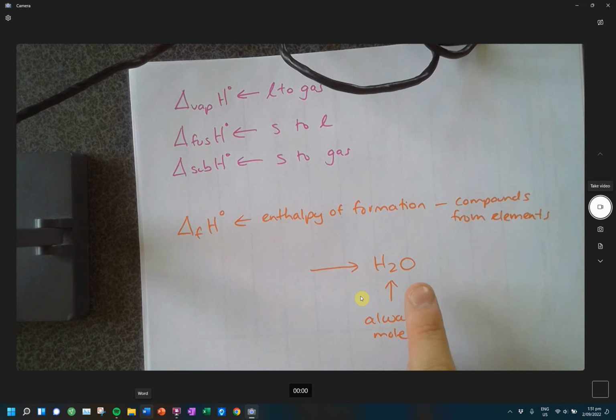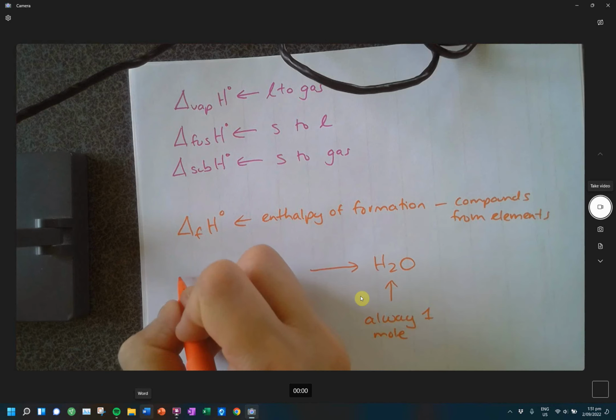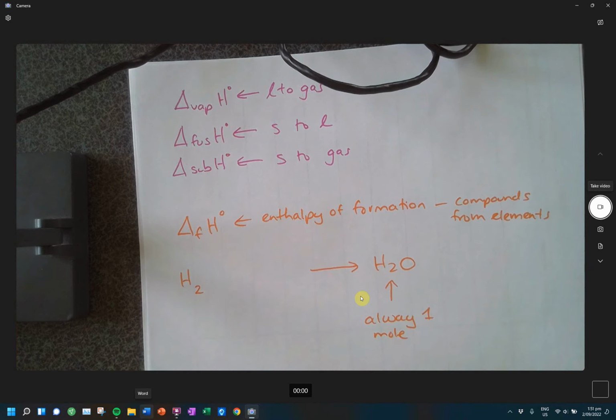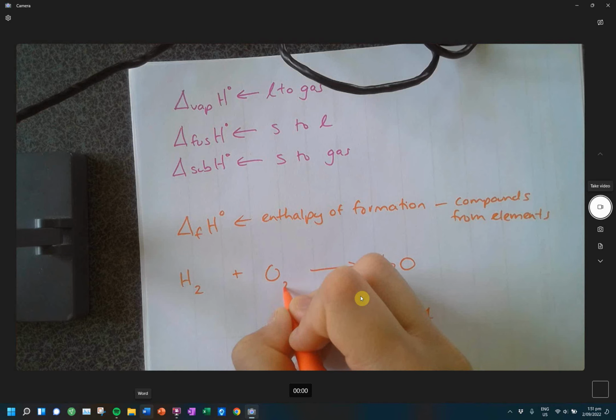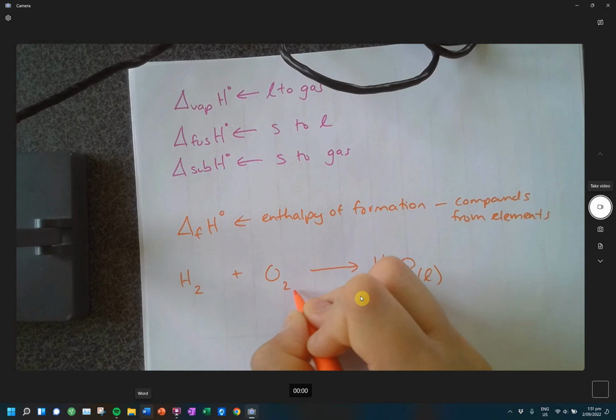So if I was looking at this one over here, how many hydrogens would I have? Or what would I get as my hydrogen? Would I have just plain H, or would I have H2? H2, because that's how we see it in molecular form. What's the other thing I would need? Oxygen. And I'll put in some states, because states are good.